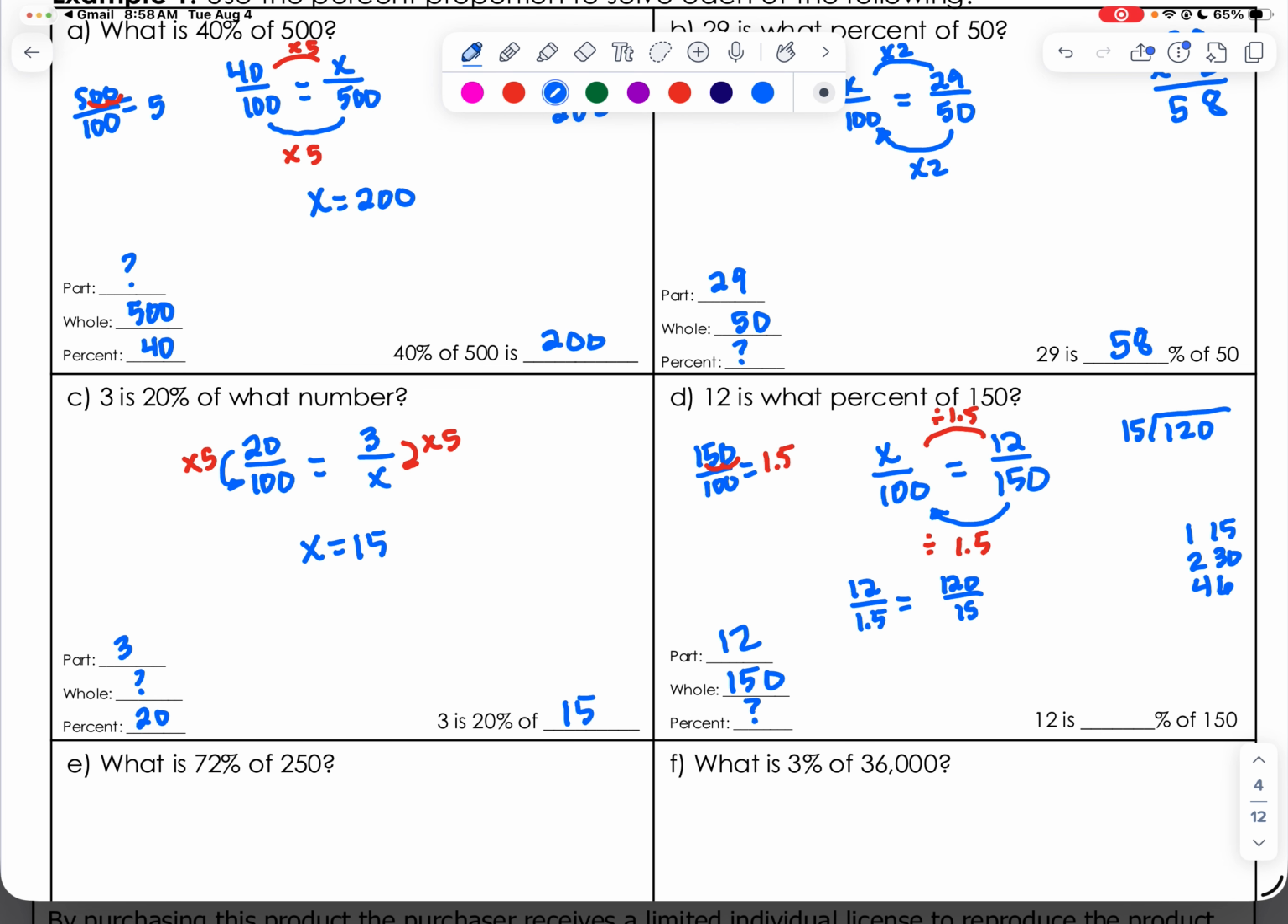If I double that again, I get 60. If I double that again, I get 120. So 15 goes into 120 8 times. So here x would equal 8. So 12 is 8% of 150.